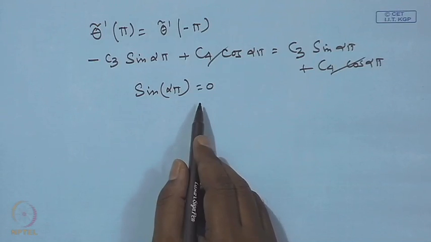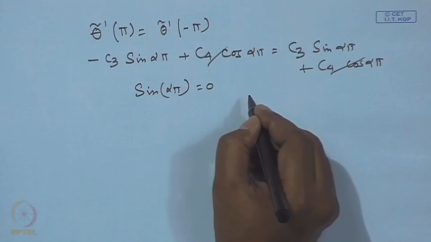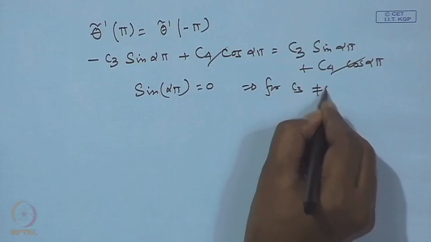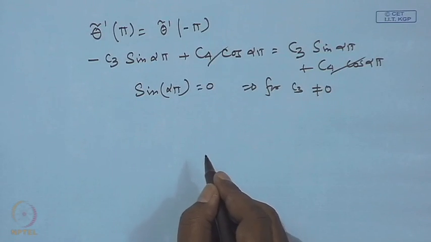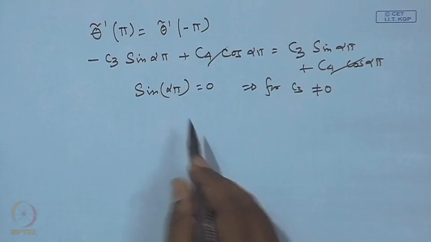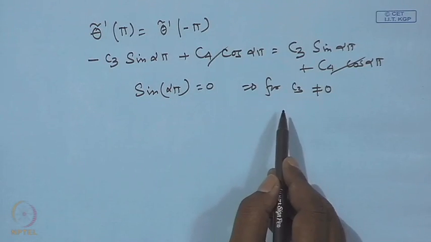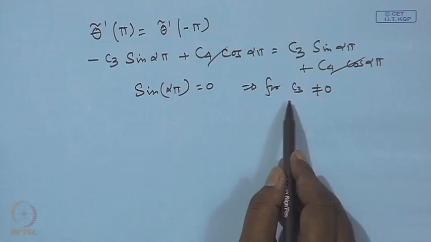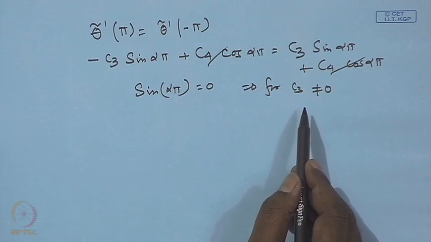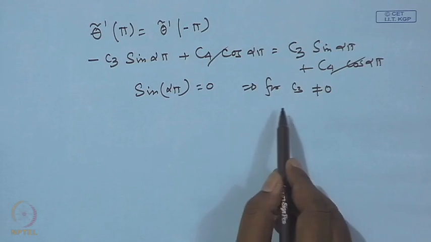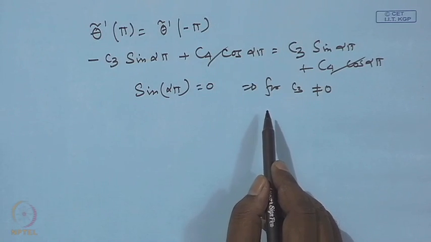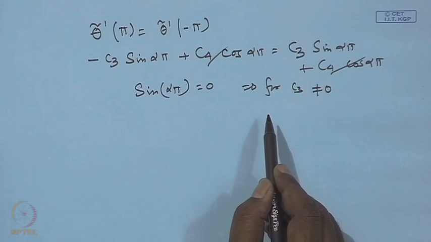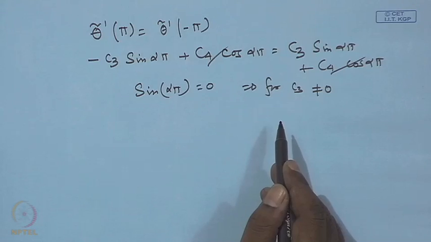So, therefore, we know that for a non-trivial solution, for C3 not equal to 0. Okay. So, in the other boundary condition, we came to the conclusion sine alpha pi is equal to 0 for C4 not equal to 0. In this case, we are getting sine alpha pi is equal to 0 for C3 not equal to 0. Therefore, the eigenfunctions in this problem will be constituted by both C3 not equal to 0 and C4 not equal to 0. So, therefore, the combination of cosine alpha theta and sine alpha theta both will be formulating the eigenfunction.